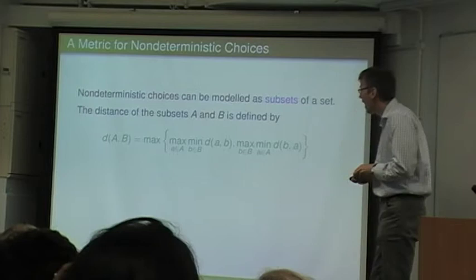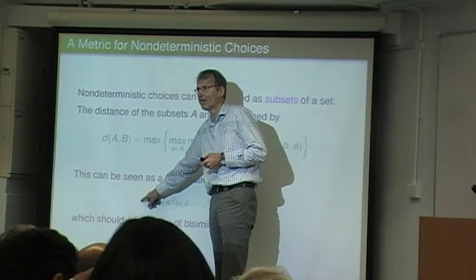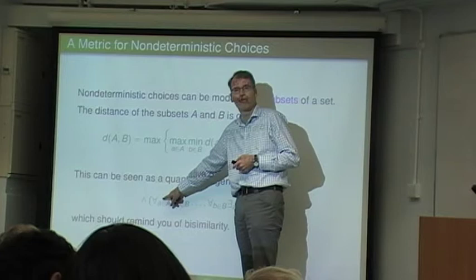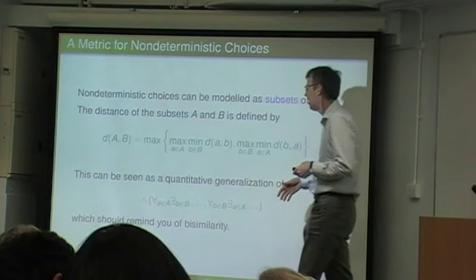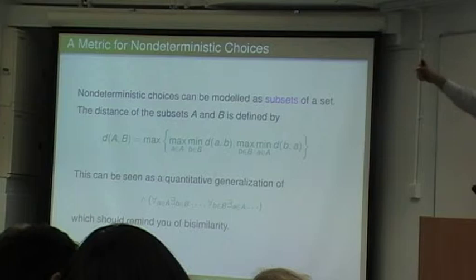Just to give you an idea of what this generalizes: this max is on the unit interval, so you can see it as a generalization of conjunction. Similarly, a max over a set is more like a universal quantifier, and min is like an existential quantifier. So what does this formula say? For all A there exists a B, and for all B there exists an A. Hopefully this hints at something with bisimilarity: for every transition that one system can make, I can find a transition that matches it, and vice versa.